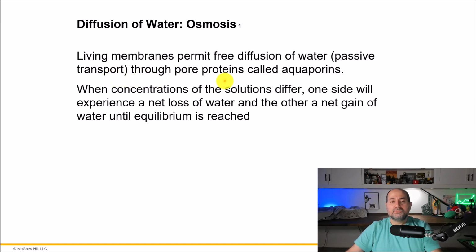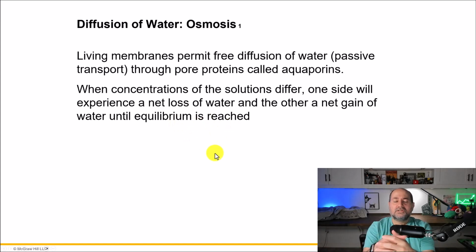Through pore proteins called aquaporins. These little protein pores, basically they're little holes that let water into the cell and out of the cell, right? And so water can flow into the cell, water can flow out of the cell. And when concentrations of solutions differ, one side will experience a net loss of water and the other a net gain of water until equilibrium is reached.